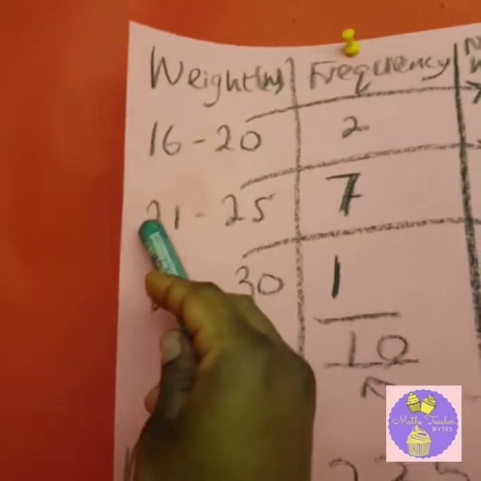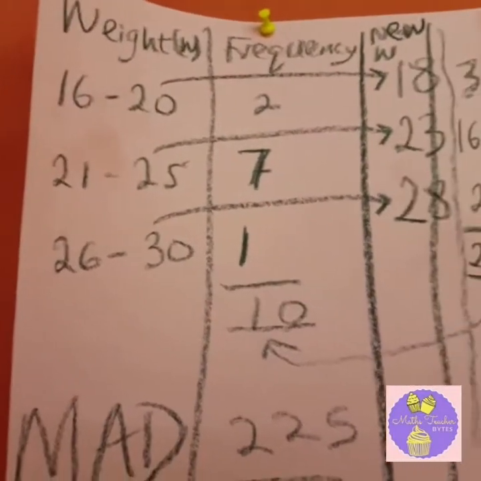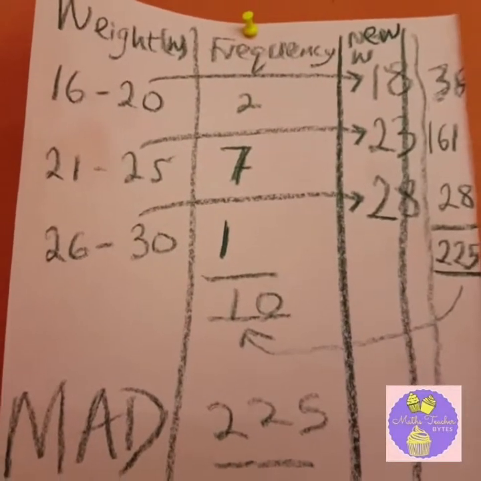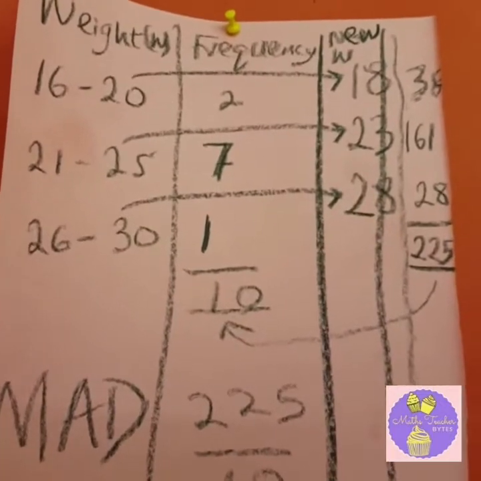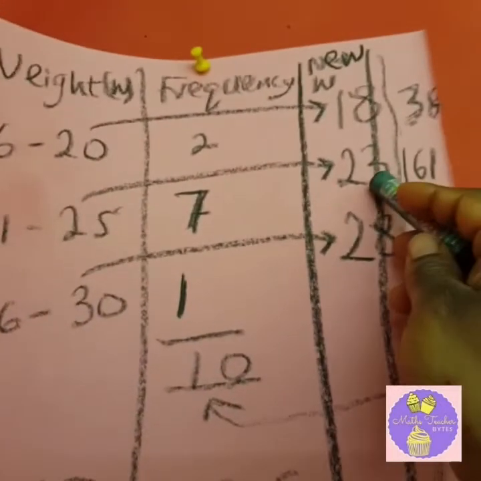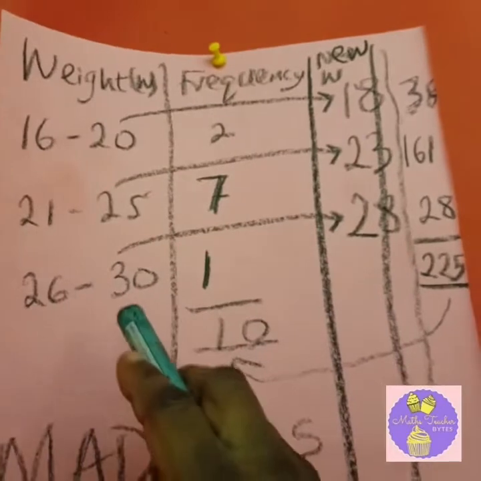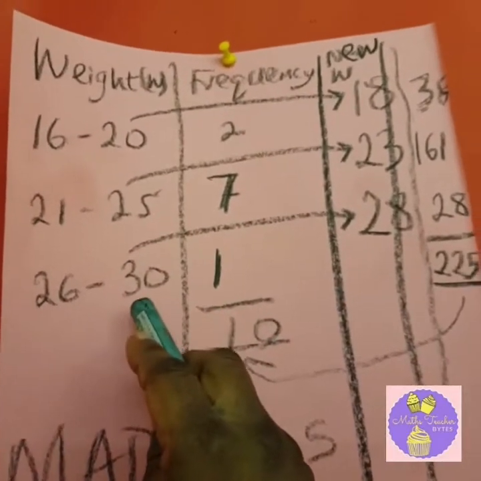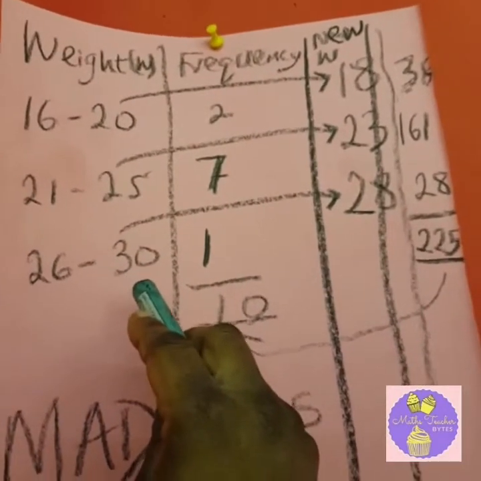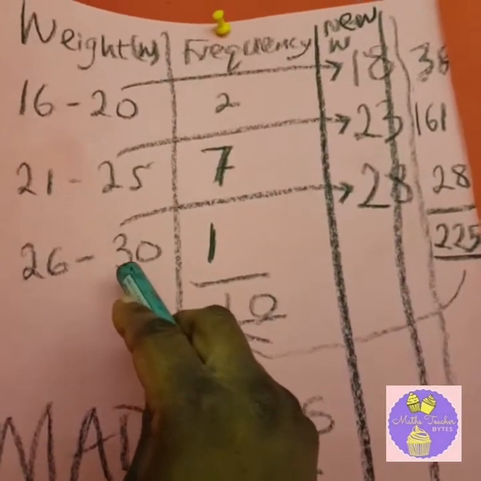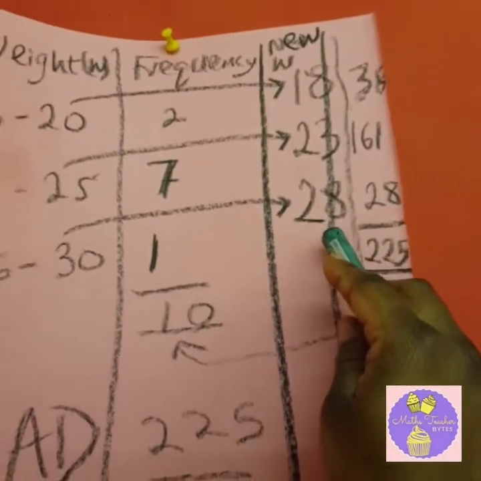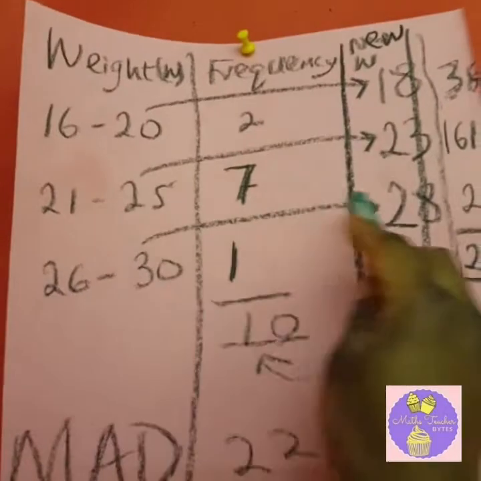The second one, 21 to 25, if you add 21 and 25, you get 46. Halfway of 46 is 23. That will be the new weight for the second class interval. And the third class interval here, 26 add 30 is 56. Half of 56 is 28. That will be the new weight for the third class interval.